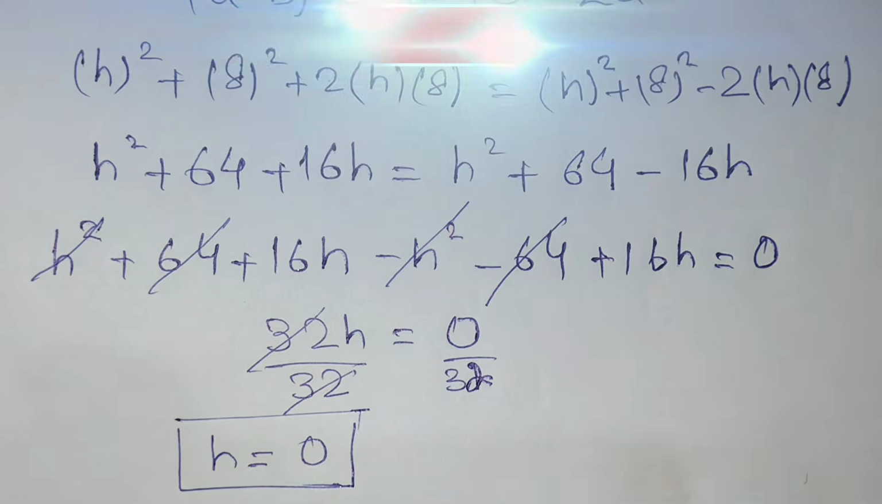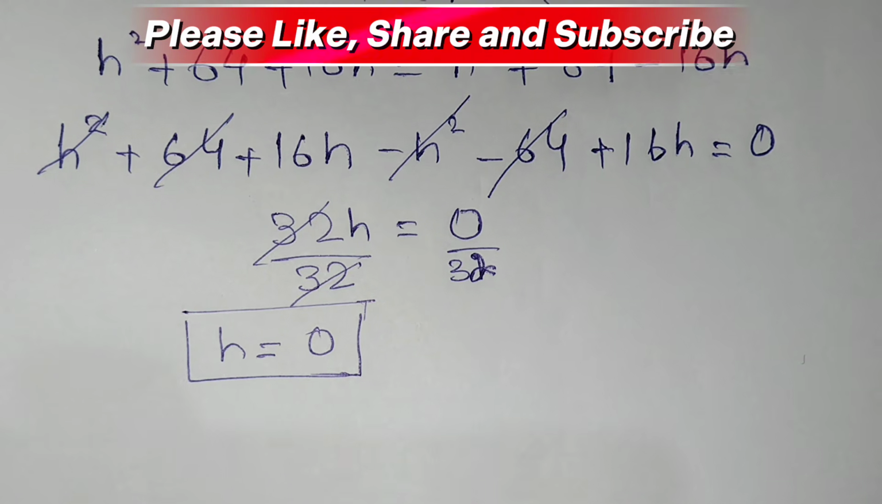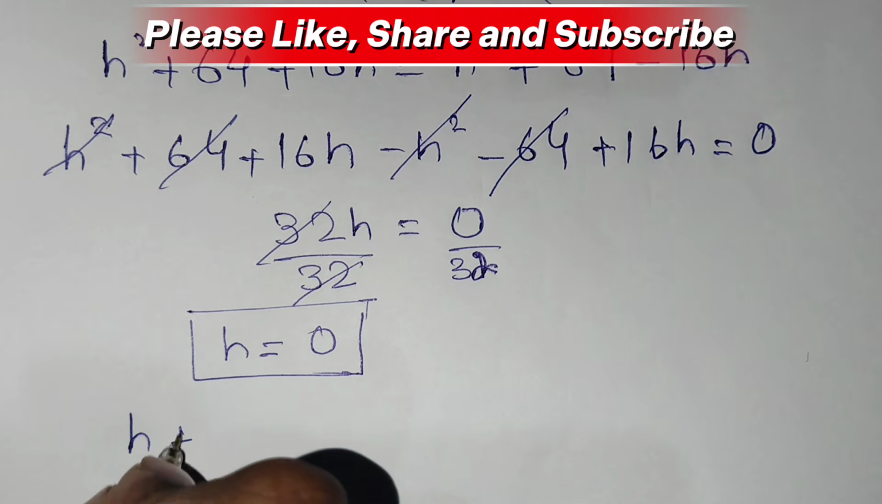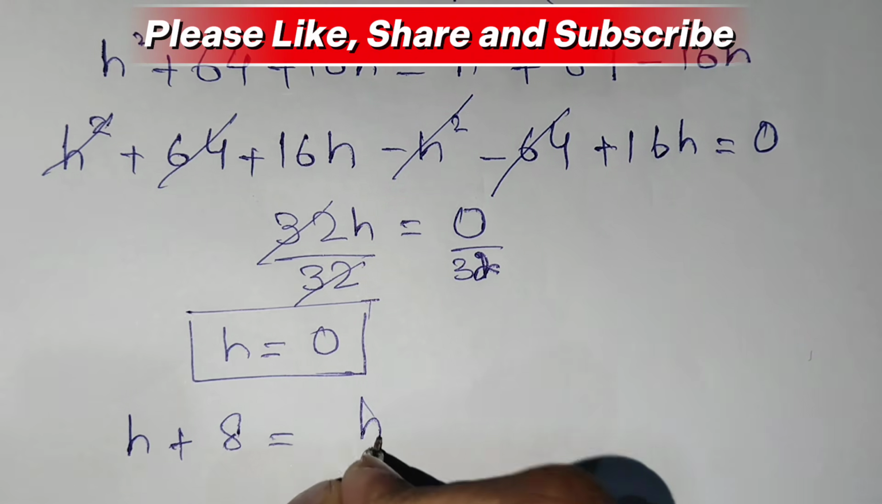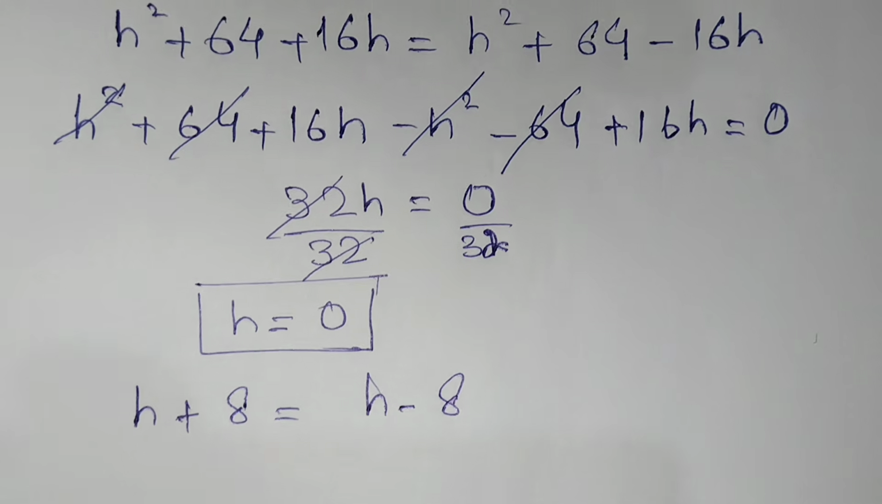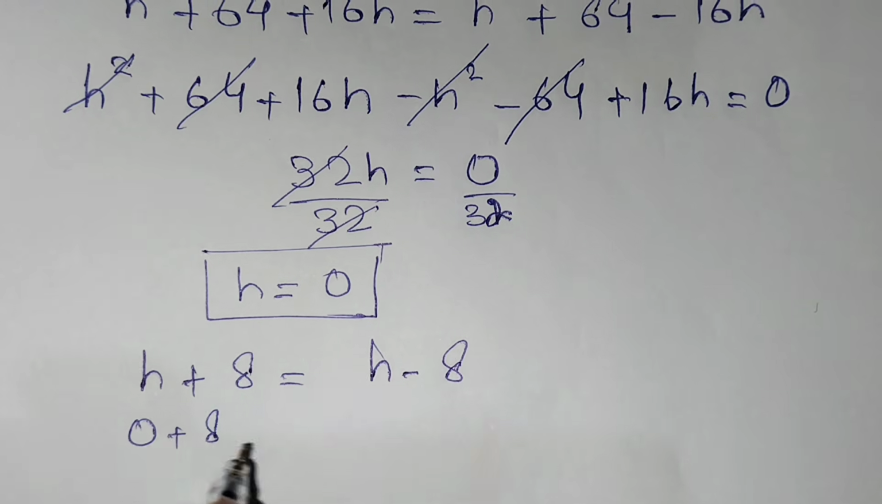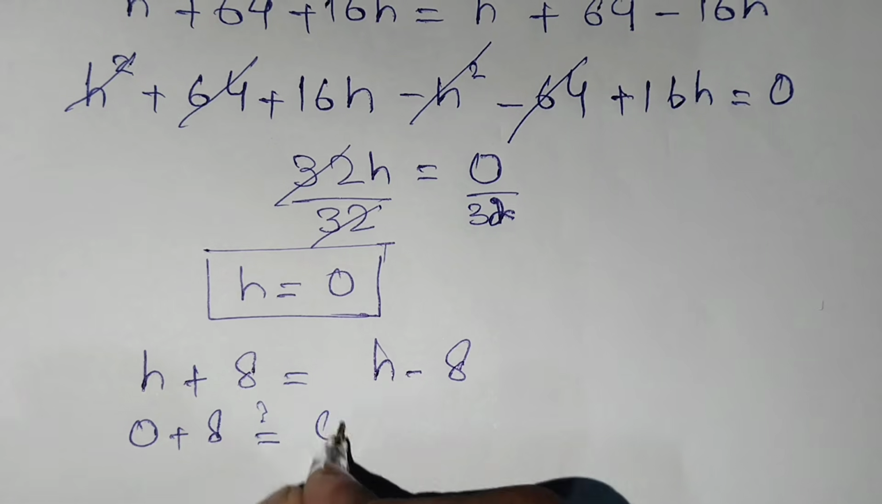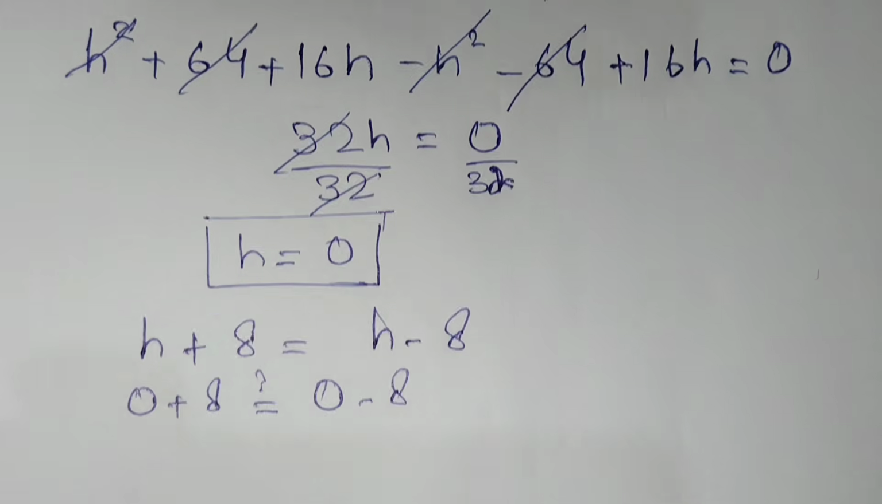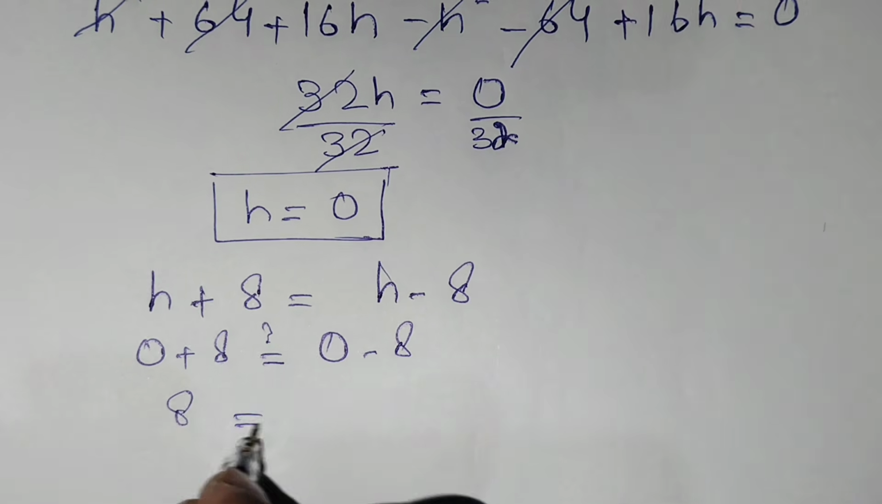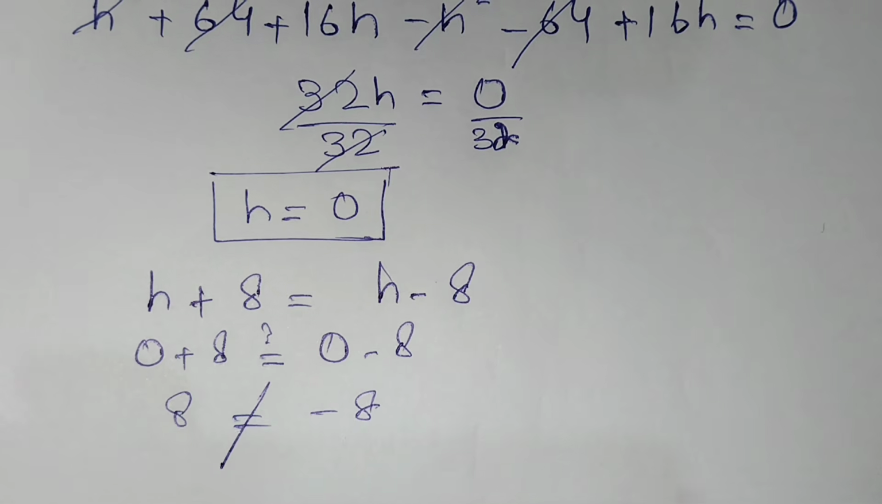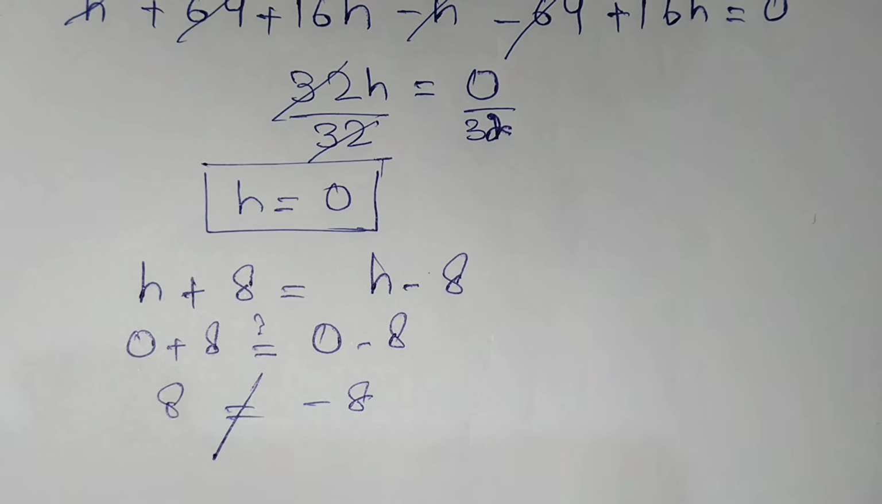But we will verify whether this value is correct or not. We have the equation h plus 8 equals h minus 8. So we will put the value of h, which is 0, here. 0 plus 8, 0 minus 8. So 8 equals minus 8? No, it is not equal to minus 8.